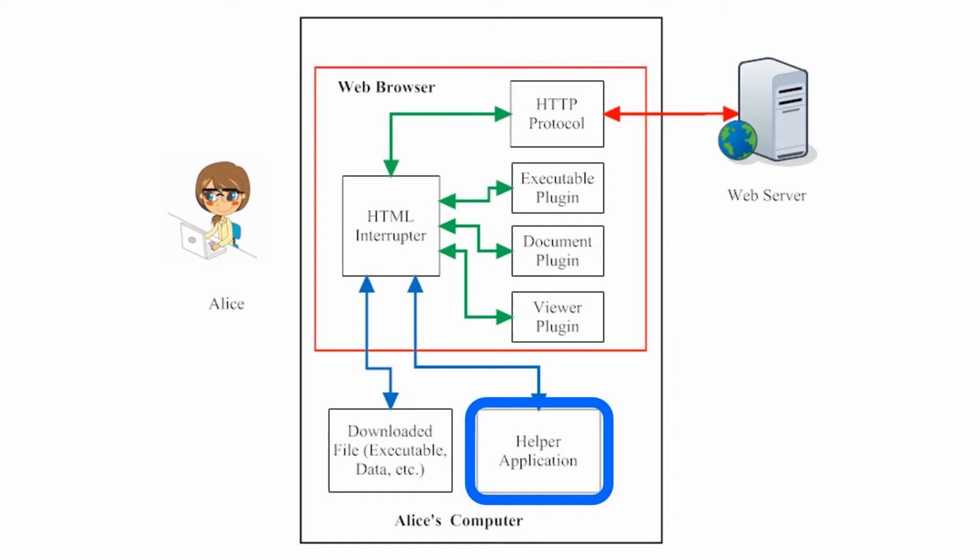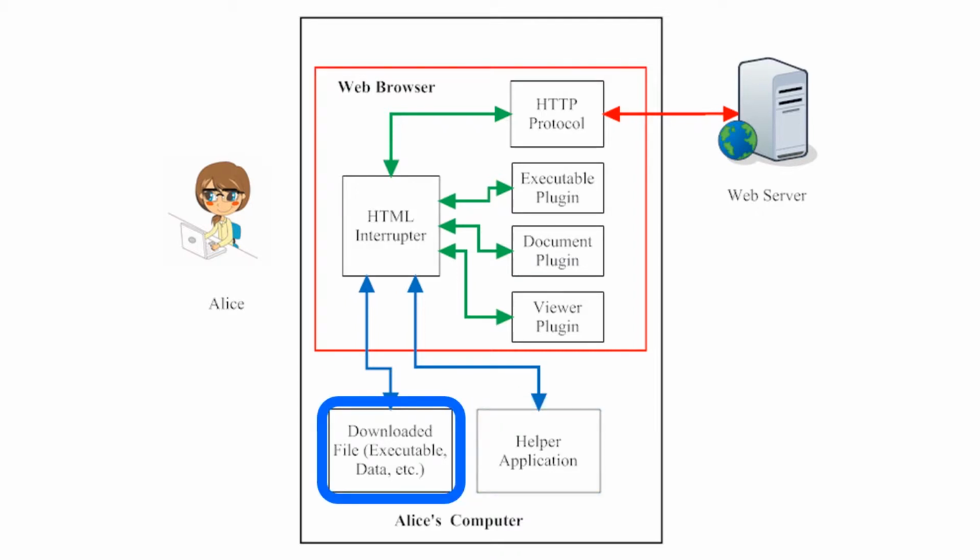Sometimes, Alice's web browser will encounter a file embedded in the HTML of a web page that it's not able to interpret with either its HTML interpreter or with any of the other plugins that it has available. When this happens, the web browser might ask a helper application located somewhere else on Alice's computer to open the file. Alternatively, Alice might choose to download a file from a web page. When she does this, the file is downloaded onto her computer, normally someplace on her hard drive, and she can open that file later, even if she is disconnected from the web server or from the internet altogether.